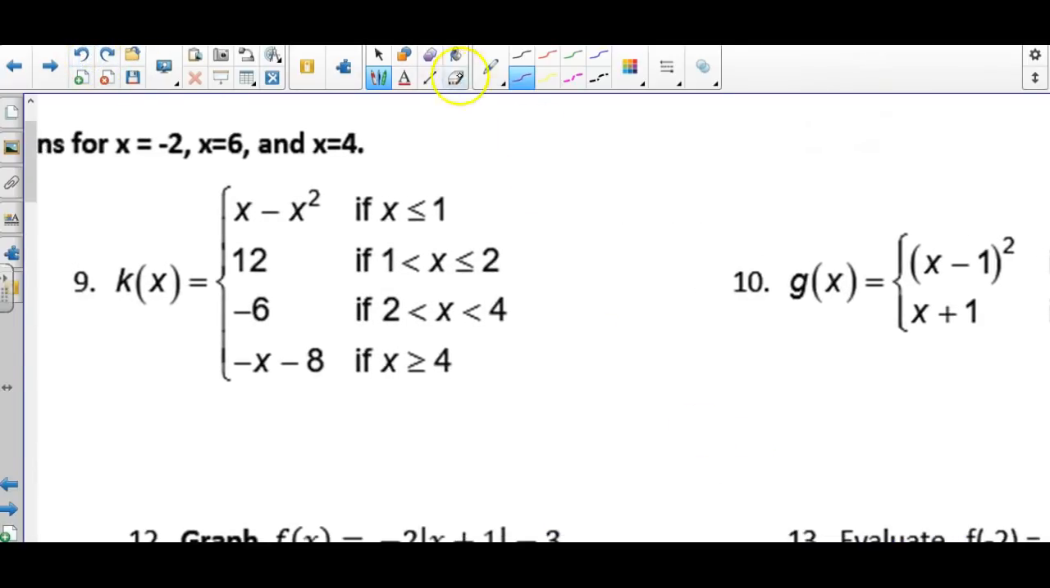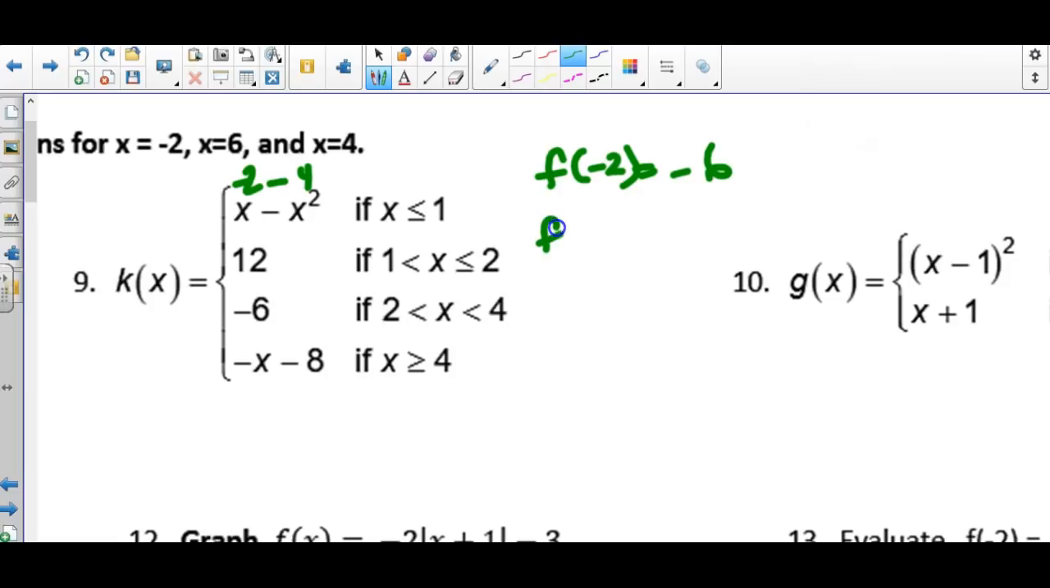For this one, we have -2. Which condition does -2 fall in? Is -2 less than or equal to 1? Is -2 between 1 and 2? Is -2 between 2 and 4? Is -2 greater than 4? And -2 is less than 1. So if I plug in -2 here, and then -2 squared is 4, so I have -2 minus 4, that gives me -6.